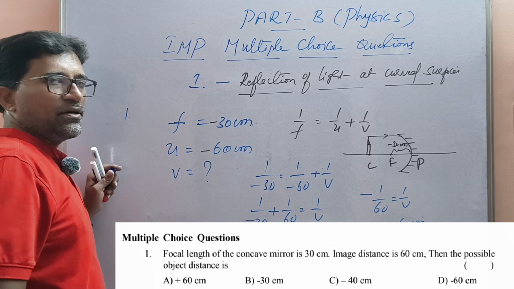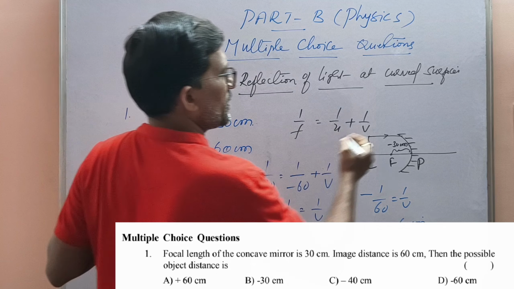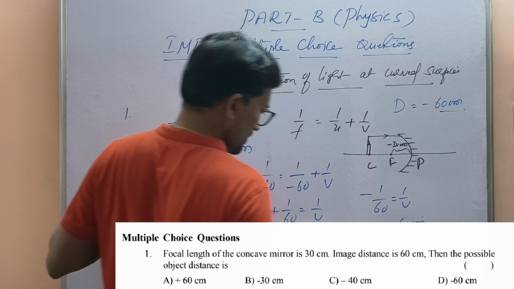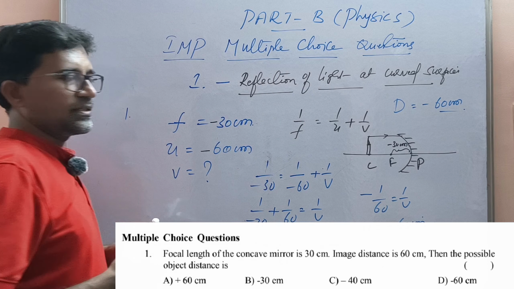So the question is displayed on the screen. Then the option for this particular bit part is D. D is equal to minus 60 centimeters was given. This is the right answer. Minus 60 is the right answer.